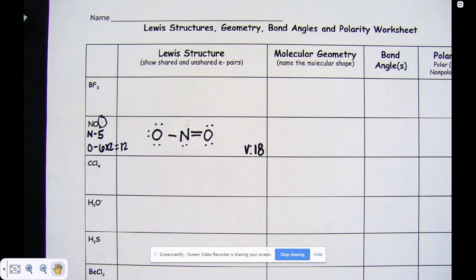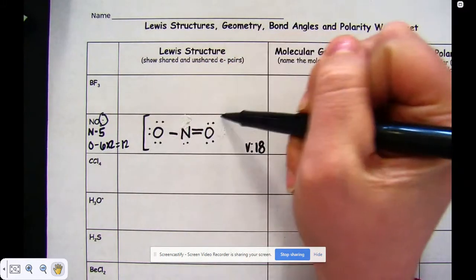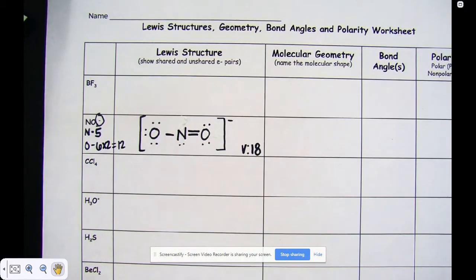Now, there can be resonance structures for this particular one, but this is the one that I chose to draw. It's not complete until I put brackets around it and put a negative. It is that because it has a negative charge. You do have to include that.